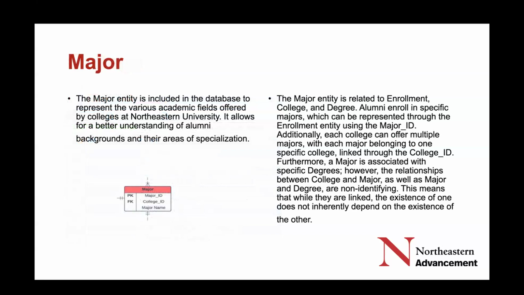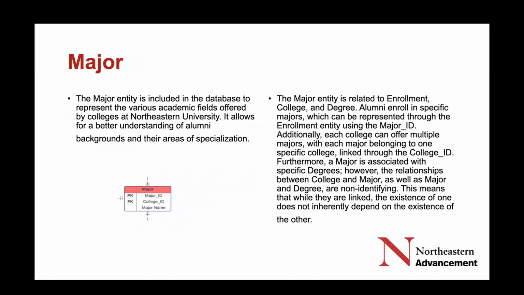Now we have majors, which are another essential part of this work. Major encompasses the database table that represents the various academic fields offered by the university, let's say Northeastern University, which is what we are working on. It allows a very good understanding of alumni background and area of specialization. Most majors have a very strong relation with enrollment, because one major can have one or many enrollments.